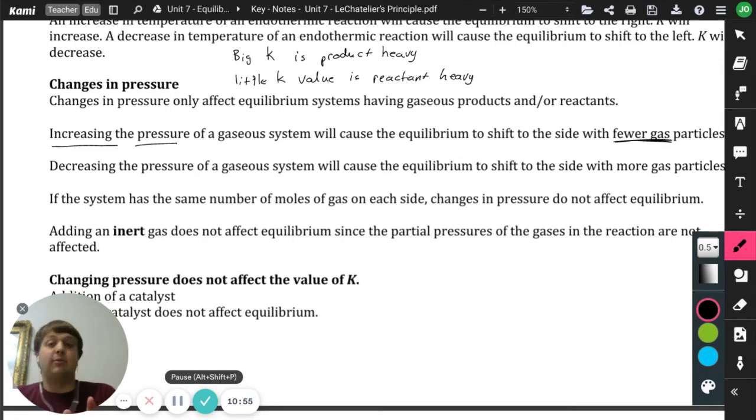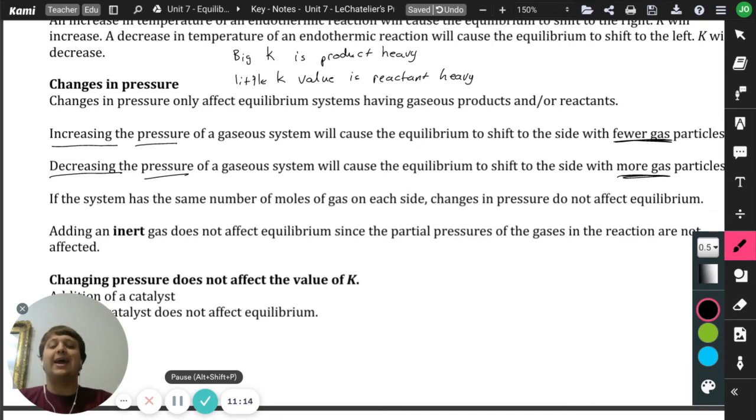Well, if they've got the same number of particles, then we won't see a shift at all, right? Same thing with my decrease in pressure with more particles. So if the system has the same number of moles on each side of the reaction, changes in pressure will not affect my equilibrium, okay?